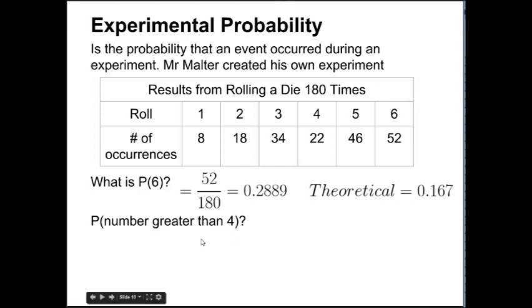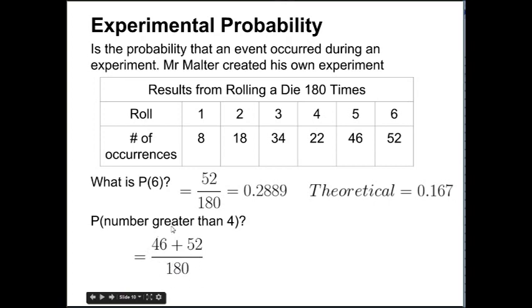So what I want to do now is figure out the probability from this experiment that I got a number bigger than 4. So I need to figure out how many times I rolled a 5 and a 6. And if we take a look, I rolled a 5 46 times, and I rolled a 6 52 times. And then all together, I rolled the dice 180 times. So my fraction is going to be 46 plus 52, the number of 5s that I got plus the number of 6s that I rolled, over the total number of rolls I did.